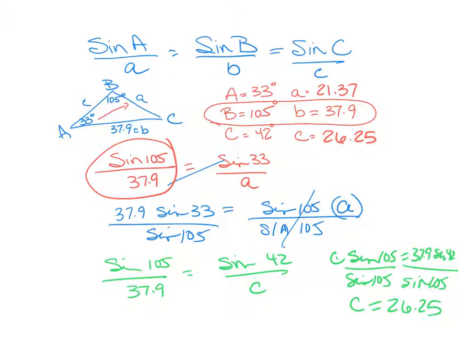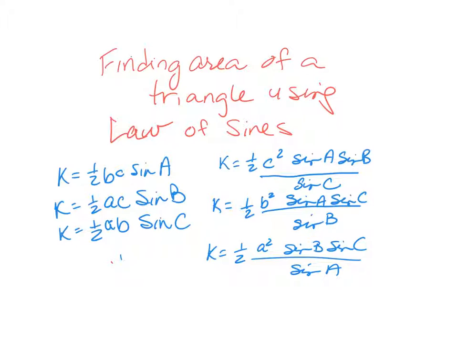The only little housekeeping thing is, if you're looking for an angle, what button did we push when we were looking for an angle? Second sine, the inverse, gives you the angle. So remember that when you're looking for an angle. So the other thing we're doing is finding the area of a triangle.